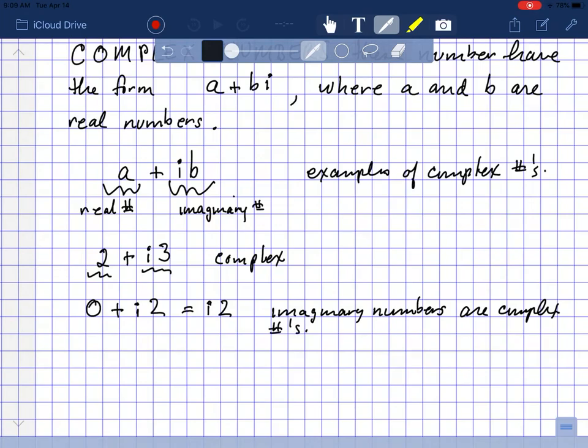And then I could look at something like this. I could look at, let's say, 3 plus i times 0. Now, i times 0 is equal to 0, so this is just equal to 3, which is a real number. And so we have that real numbers are also complex numbers. Okay.